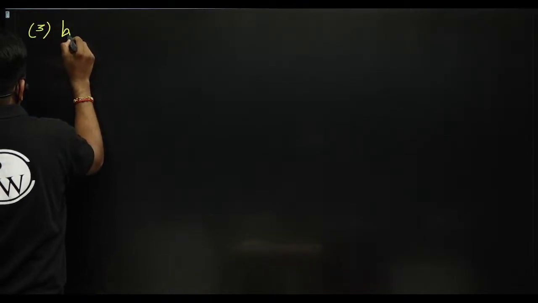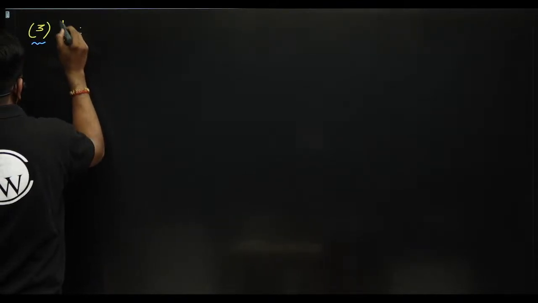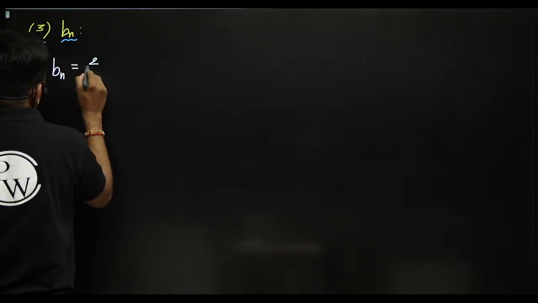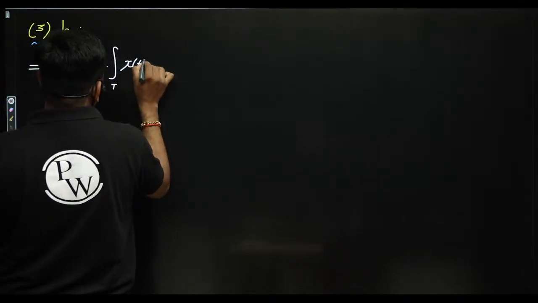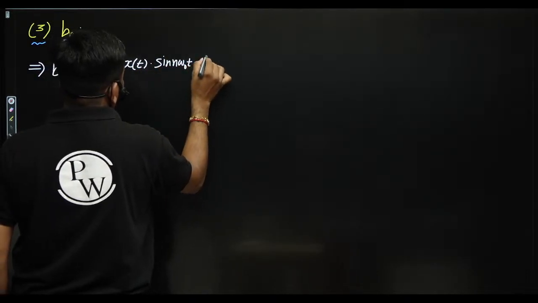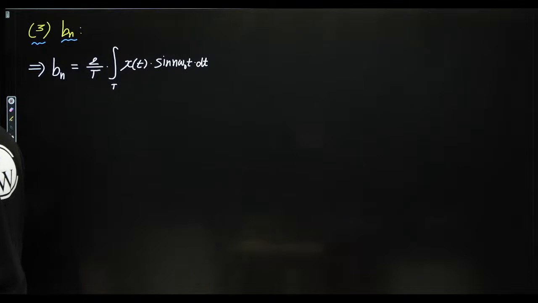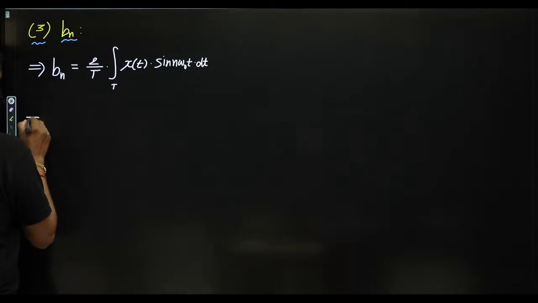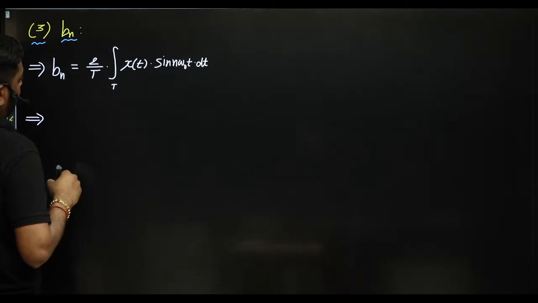bn, guys, correct? Next coefficient is bn. So how to find bn? What is the formula to find bn? Again same thing, bn is equal to 2 by T. Instead of cos, only sine term will come. Remaining all the factors are same. Sine n omega 0 t dt.